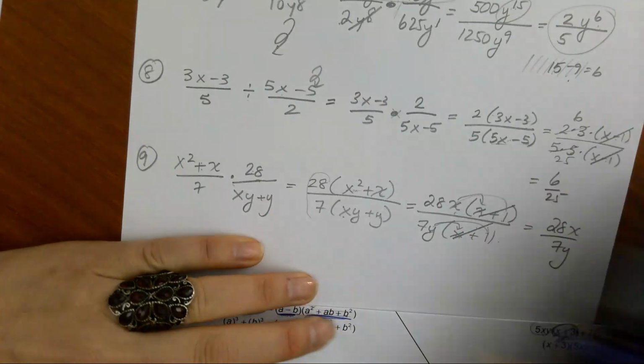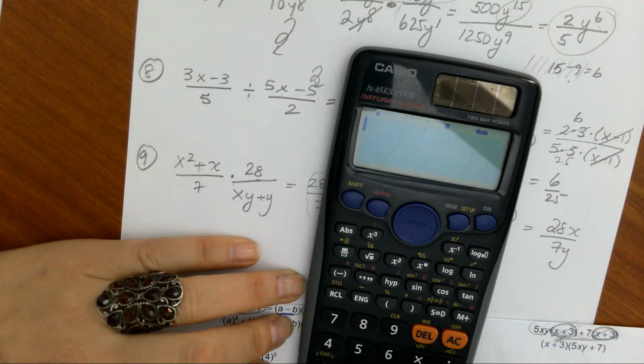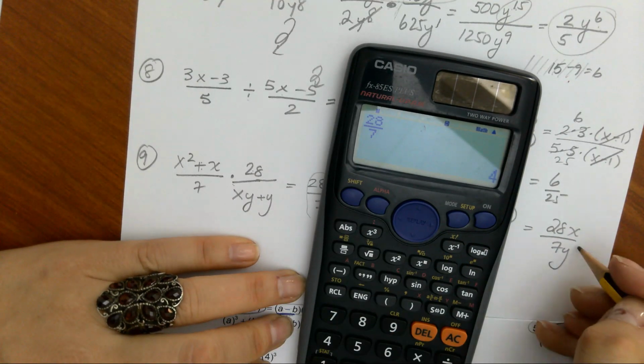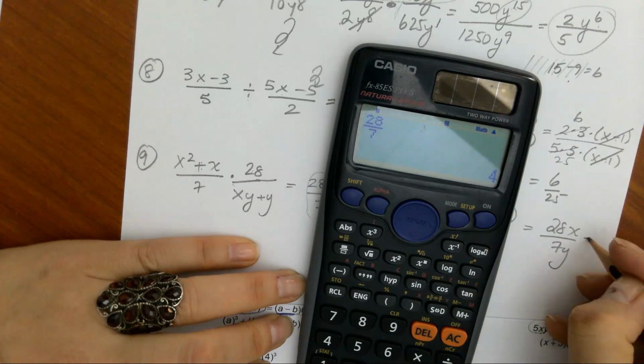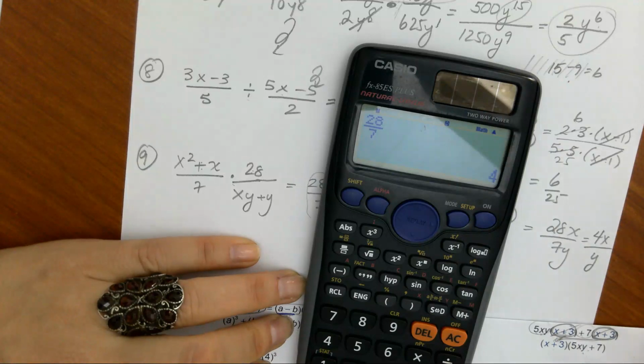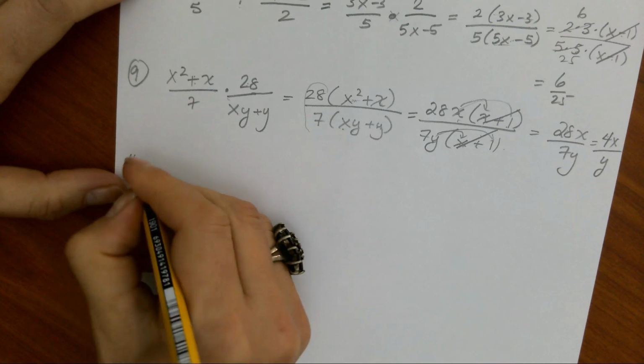Well, maybe we can simplify the 28 over 7, which is 4. So really, I'm going to have 4x over y. And if you wonder where to put the 4, 28 is bigger than 7, so it should stay up. Okay, let's look at question 10.